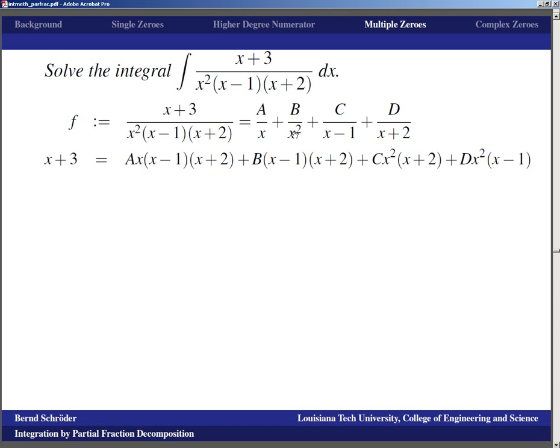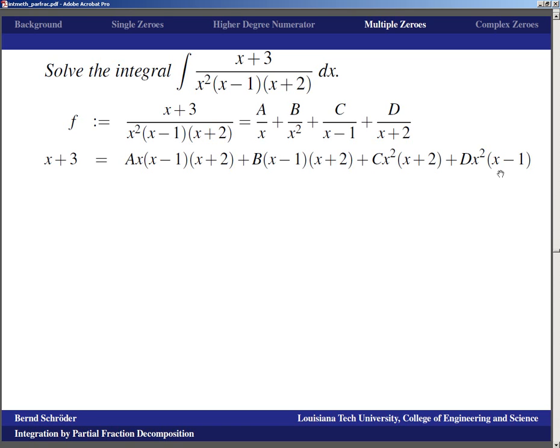If I multiply the b over x squared with this denominator, the x squareds cancel, and the x minus 1 and the x plus 2 stay with us. C over x minus 1 times the denominator, the x minus 1 cancels, and we keep a c x squared times x plus 2. And a d over x plus 2 multiplied by this denominator cancels the x plus 2 and keeps d x squared times x minus 1 here.